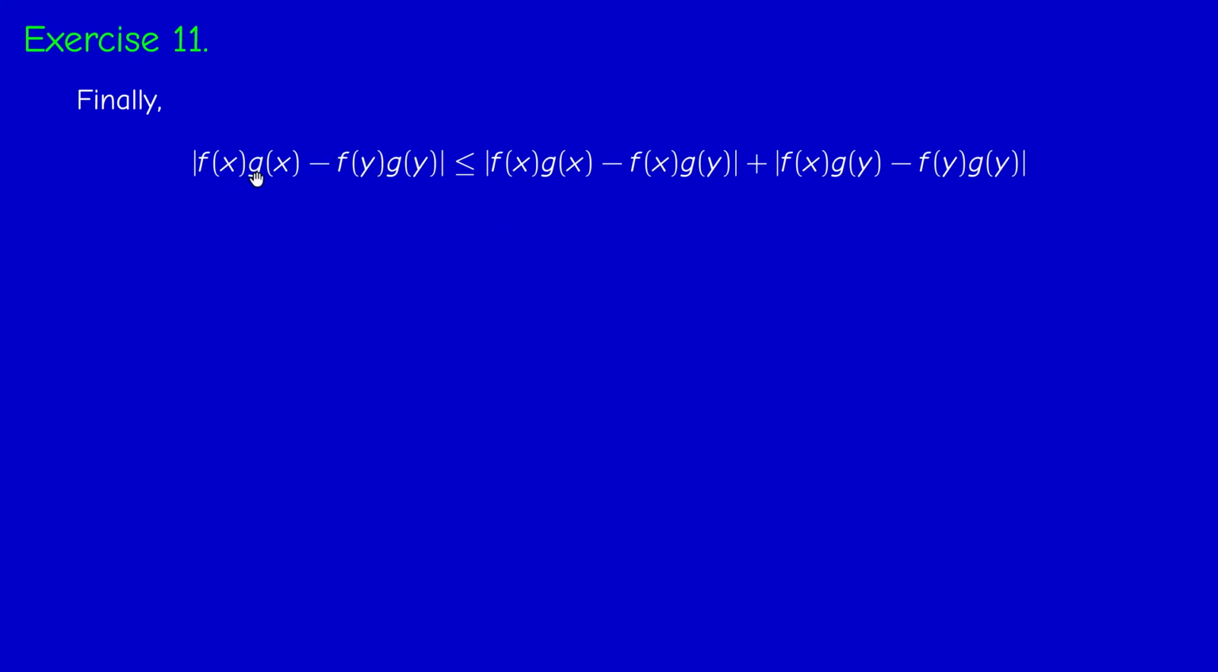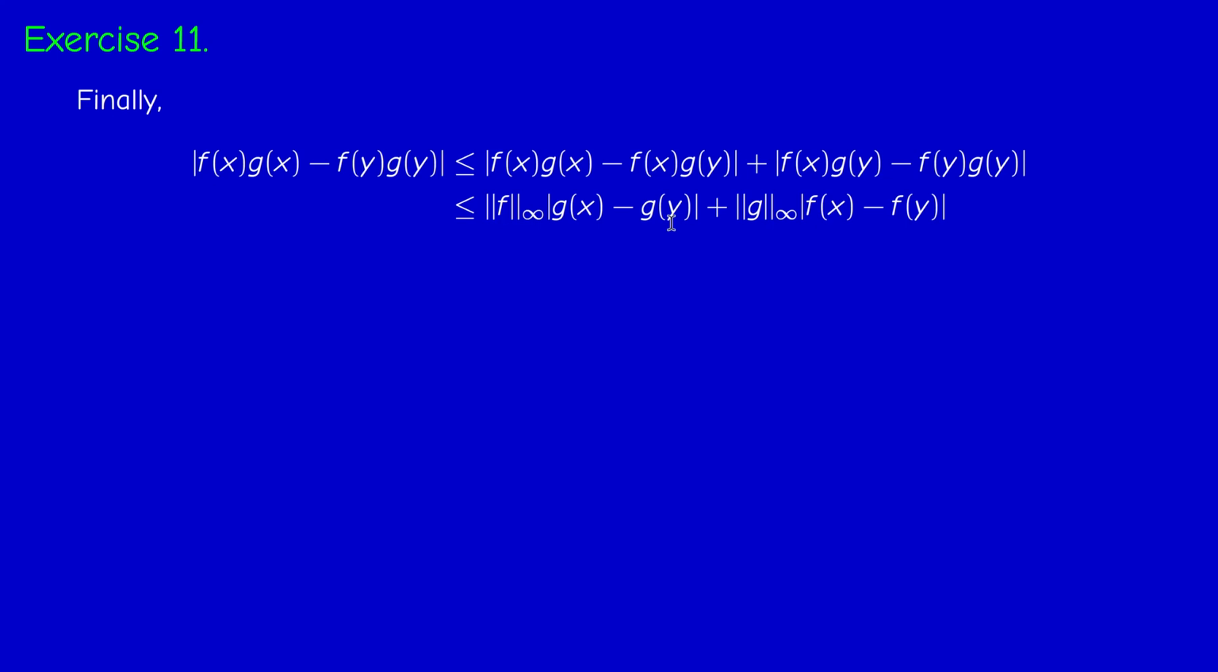We consider f times g minus, so f(x)g(x) minus f(y)g(y), and we add and subtract f(x)g(y). The triangle inequality tells me that this difference is less than these two terms. Now, in the first term, we can factor out f of x, and in the second term, we can factor out g of y. Now, f of x in absolute value is less than the supremum norm of f, because this is just the maximum. And same thing for g, so g of y is less than the norm infinity of g. And now we apply the assumptions.